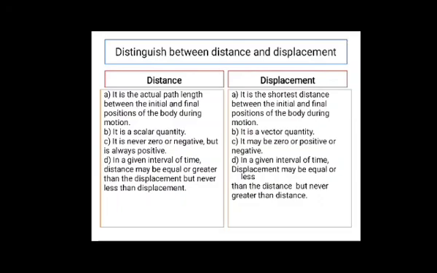Then the fourth point: in a given interval of time, distance may be equal to or greater than the displacement, but never less than displacement. This point is very interesting. In a given interval of time, displacement may be equal to or less than the distance, but never greater than distance. Always it is less than or equal to distance. So I hope you have understood all these basic things. Let us continue. Thank you.